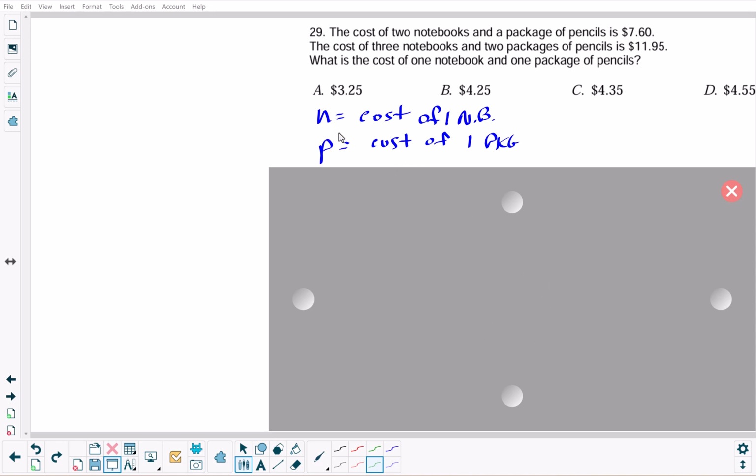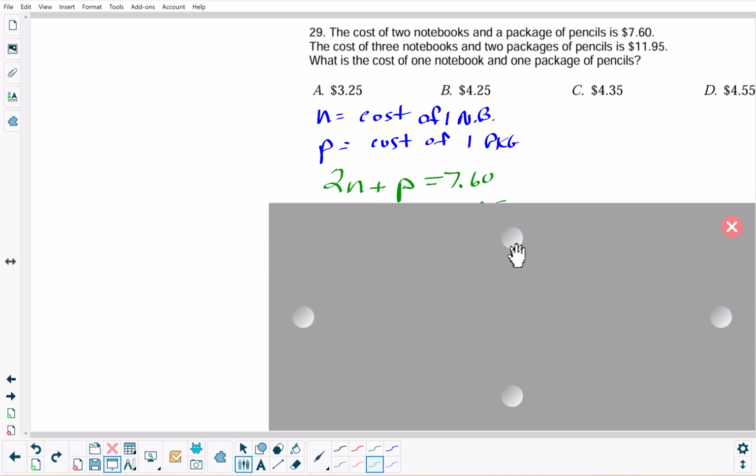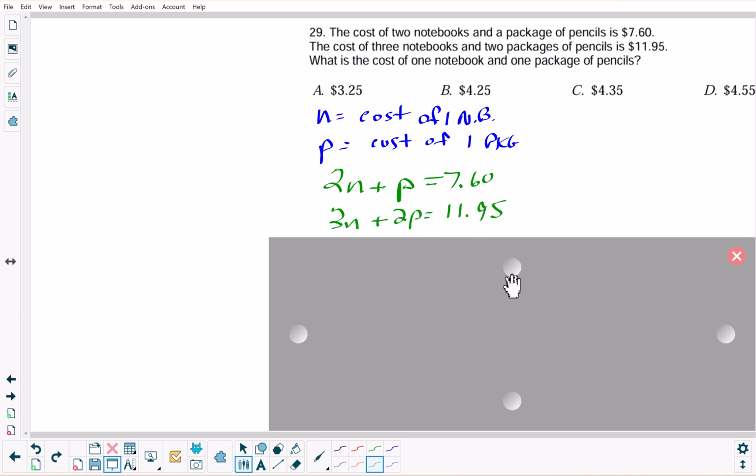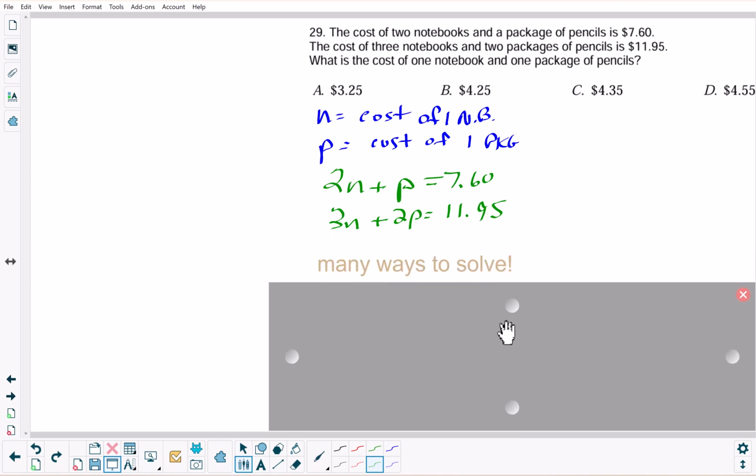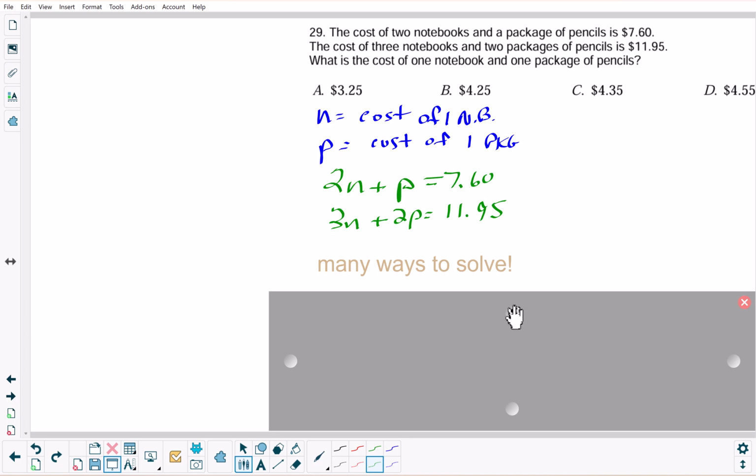So I'm going to let the letter N represent the cost of 1 notebook and P represent the cost of 1 package of pencils. So I can go from words to symbols here. 2 notebooks plus 1 package of pencils is $7.60. 3 notebooks plus 2 packages of pencils is $11.95. And there are so many ways to solve this. So many. We'll illustrate a couple of them.